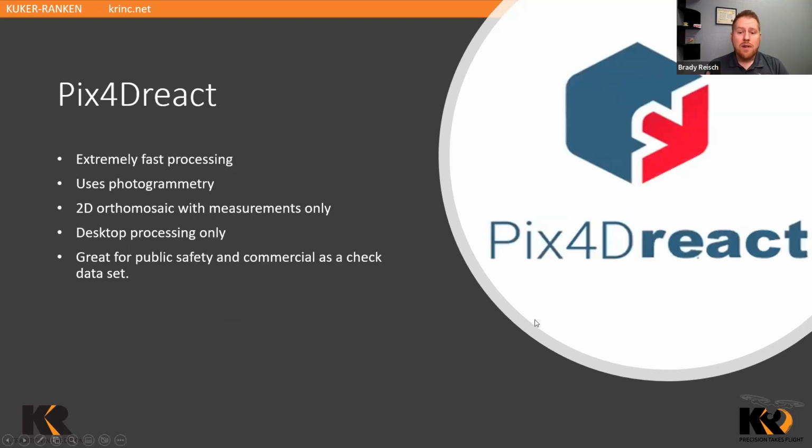Then the other system I want to bring up, which is primarily for public safety, is going to be Pix4D React. This is extremely fast processing. Again, uses photogrammetry, so stitching the images together. But this system is only for 2D orthomosaics and measurements only. So as we take our images and stitch them together, that's it. It doesn't extract to show a point cloud. So this system does not show a point cloud, but if you just need a flat surface or something very, very rapid, Pix4D React can be very beneficial.